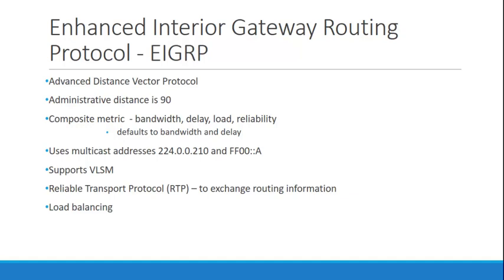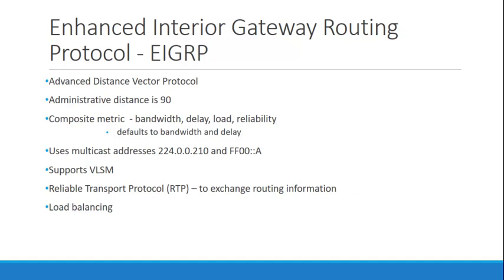EIGRP uses a composite metric to make its best route decisions. The metric is made up of bandwidth, delay, load, and reliability. However, when you leave everything at its default, it becomes made up of simply bandwidth and delay. So the default metric is bandwidth and delay.